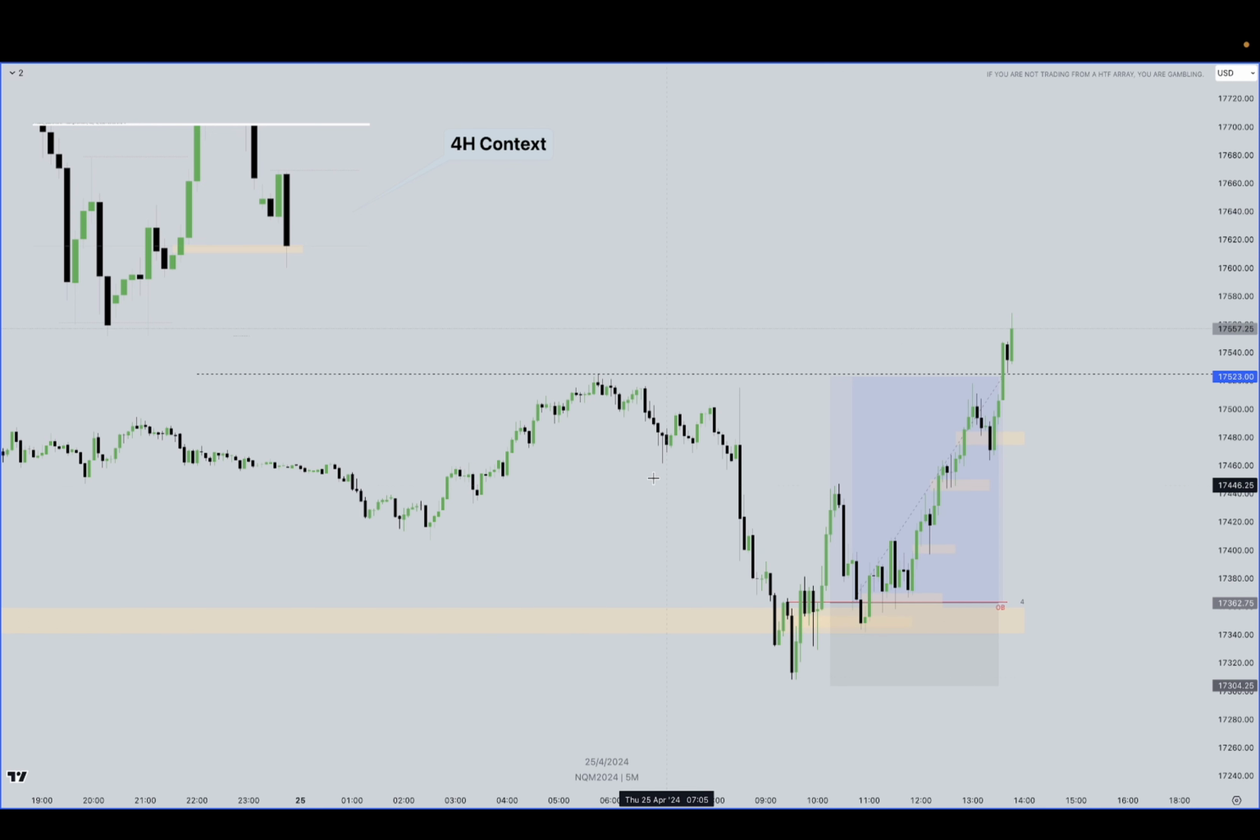Important note here, guys, this piece of price action is very clean, but it isn't worth anything without this 4-hour context behind it. So the mantra I have in the top right corner, if you're not trading from a higher time frame array, you are gambling. That's true, and you should always use this. So if you take a trade and it's not based on a higher time frame context, a 4-hour context, or maybe a daily, weekly, monthly context, you are gambling, so please don't do that.